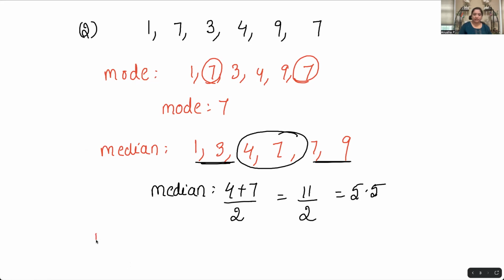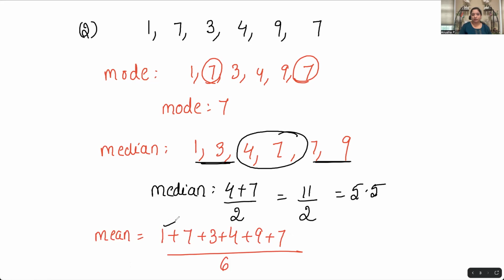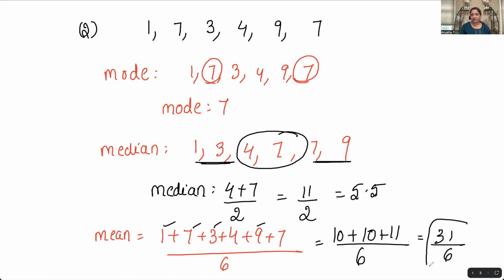Now to find the mean, what you will do, we will add all the numbers. So 1 plus 7 plus 3 plus 4 plus 9 plus 7 over, how many we have? 1, 2, 3, 4, 5, 6, right? Look at the addition the way I'm doing. I'm taking 1 and 9, which is 1 plus 9, we know 10. And 7 plus 3 is also 10, right? 4 plus 7 is 11. So the sum is 31 over 6. So mean is 31 over 6.